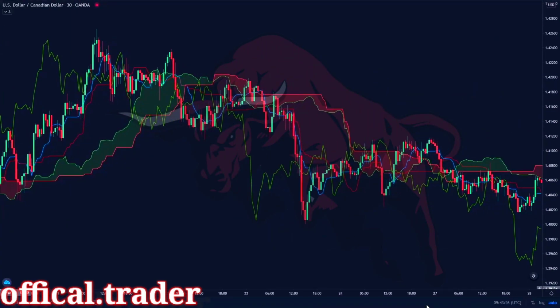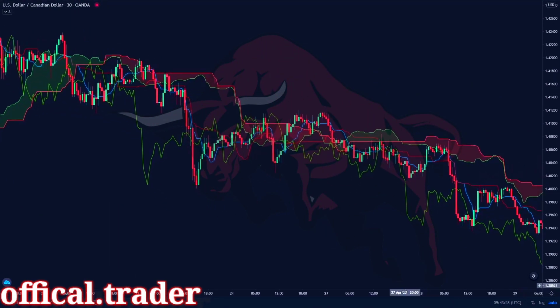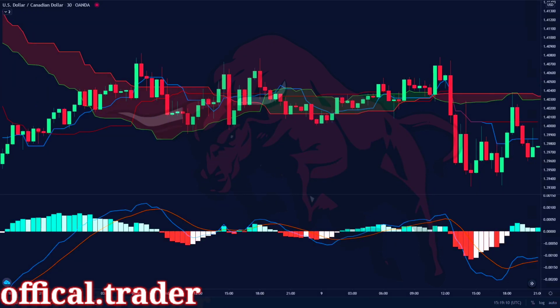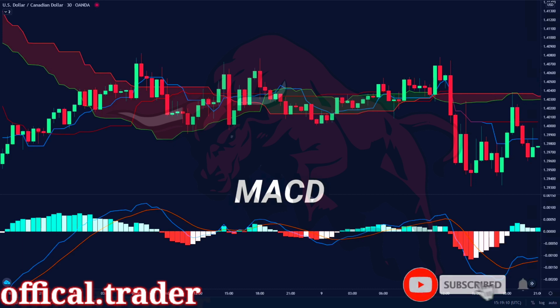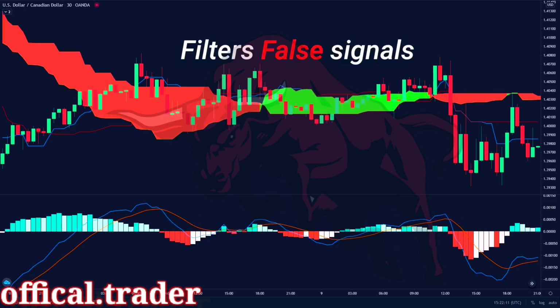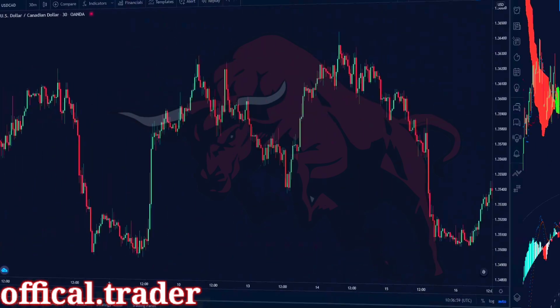The Ichimoku Cloud is an indicator that shows trends and momentum on the market. However, unlike a normal momentum indicator like the MACD crossover that often displays false signals when the market is in a range, the Ichimoku Cloud instead filters them out using what's called the Kumo Cloud. We'll get to that in a minute.